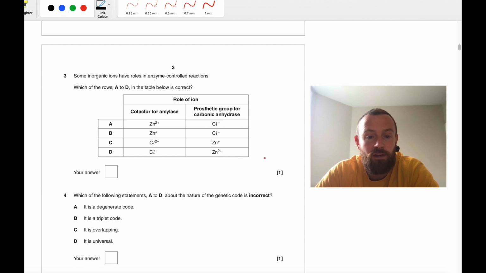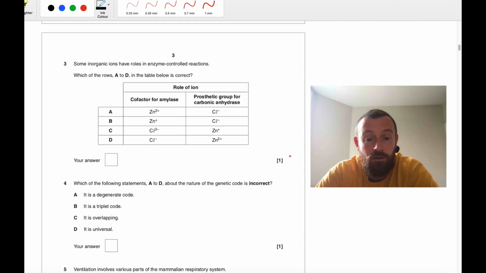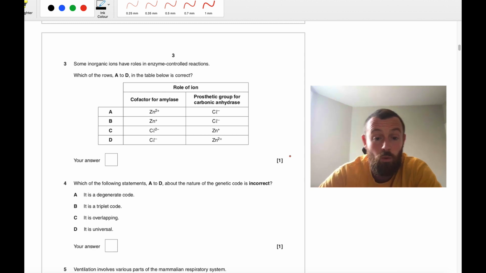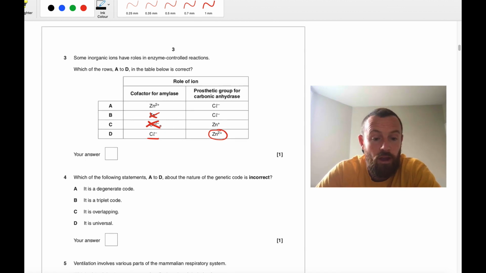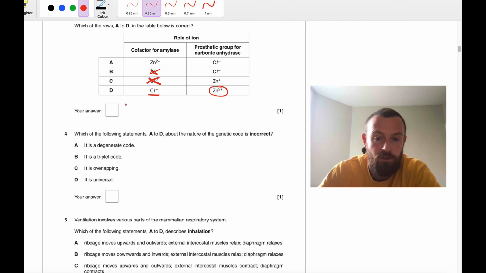Question 3. Some inorganic ions have roles in enzyme-controlled reactions. These are the two ions that you need to know about, zinc and chlorine. You just have to remember which way round it is. So for amylase, it's chloride, Cl minus. In fact, you can eliminate some of these because you know that Cl2 minus is not a thing, so you can get rid of that straight away. So it's definitely not C. Chloride minus is the one for amylase, and zinc 2 plus is for carbonic anhydrase. If you know your chemistry, you might have also recognized that zinc plus is not a thing. Okay, so the answer here is D.